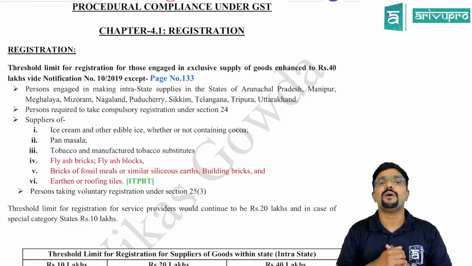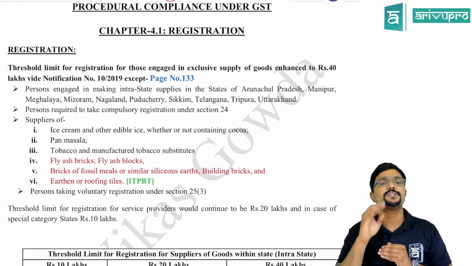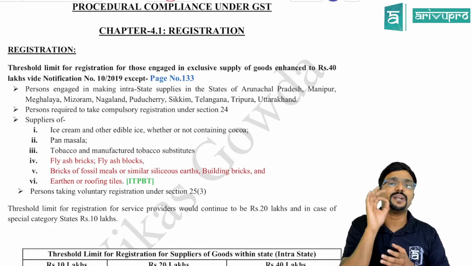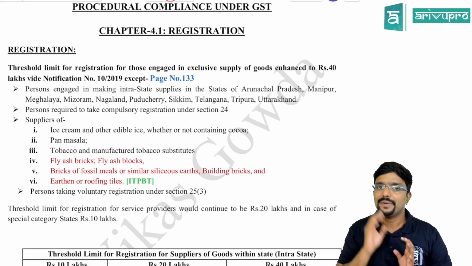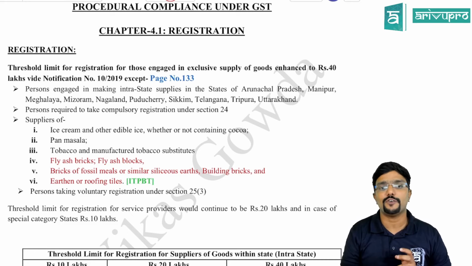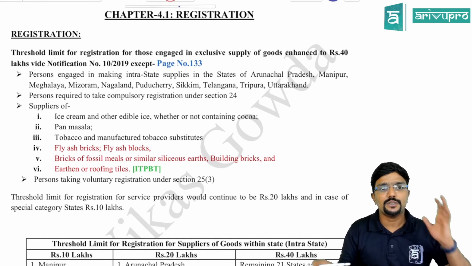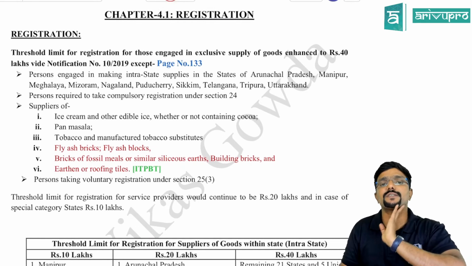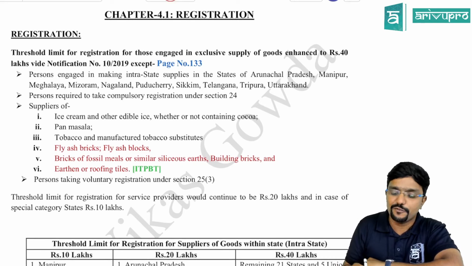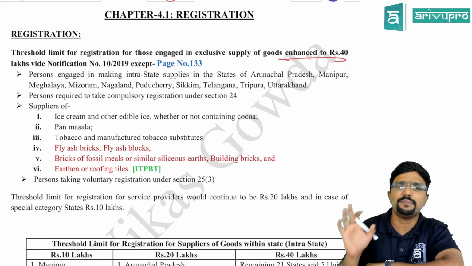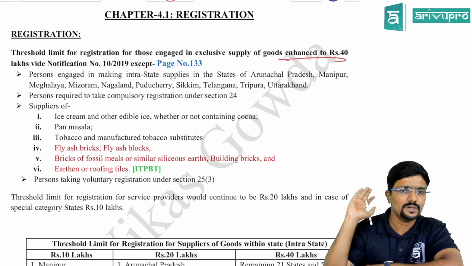Section 22 gave power to the government to increase the threshold limit to 40 lakh. As per the notification, the government has increased the limit to 40 lakh to the exclusive supplier of goods within the state. But that 40 lakh limit is not applicable for the following people, guys. We have all covered already all these things. What are those? Threshold limit for registration for those engaged in exclusive supplier of goods enhanced to how much? 40 lakh. Through notification number 10/2019. Except means for the following people, 40 lakh limit will not be applicable.